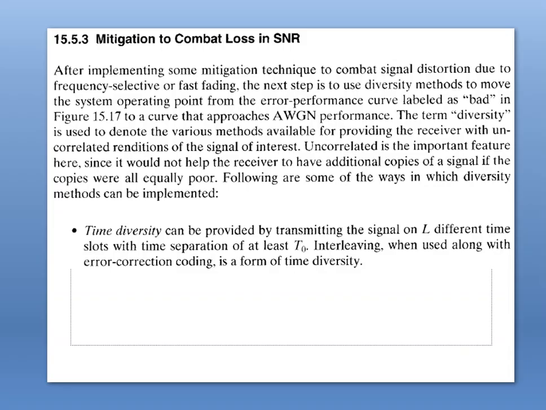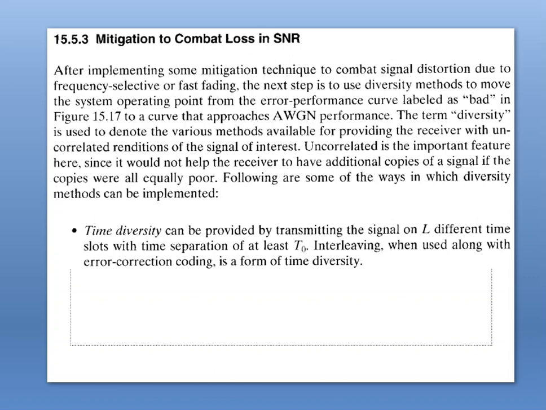In the next topic, mitigation to combat loss in SNR. After implementing some of the mitigation techniques to combat signal distortion due to frequency selective or fast fading, the next step is to use diversity methods to move the system operating point from the error performance curve labeled bad to a curve that approaches the AWGN performance. The term diversity is used to denote the various methods available for providing the receiver with uncorrelated renditions of the signal of interest.